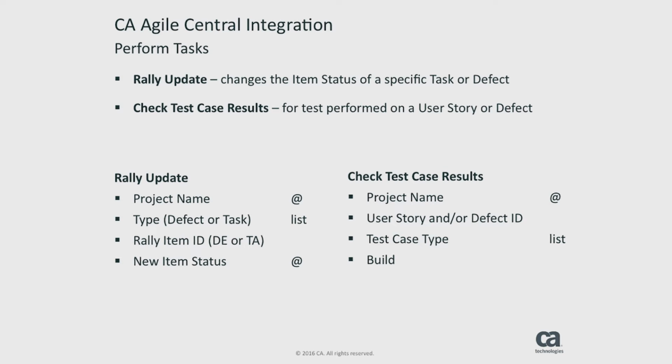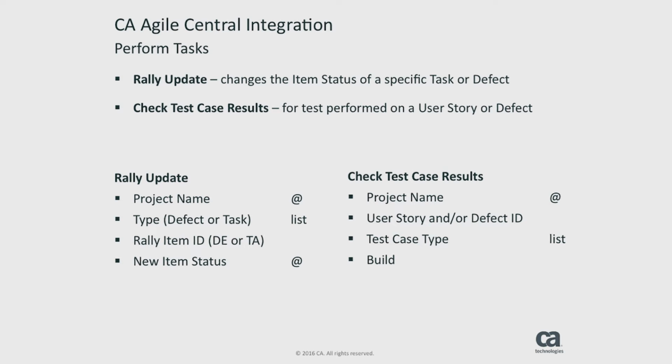If you're doing the check test case results, same thing with the project name. You'll need to put in the ID for the user story, which will be a US and the number, and the defect ID, which would be a DE and that particular number. The test case type, and again, there's a list there to pick from, and then what the build might be.